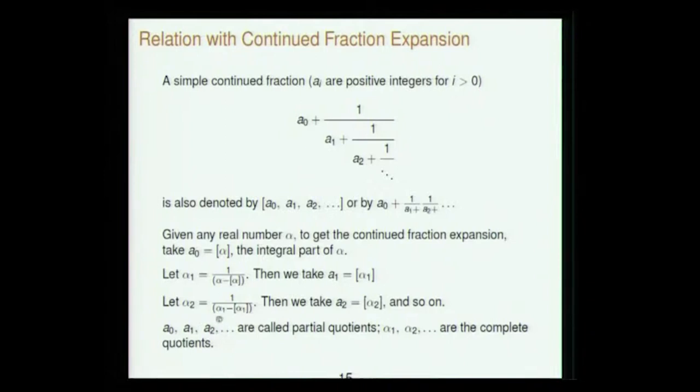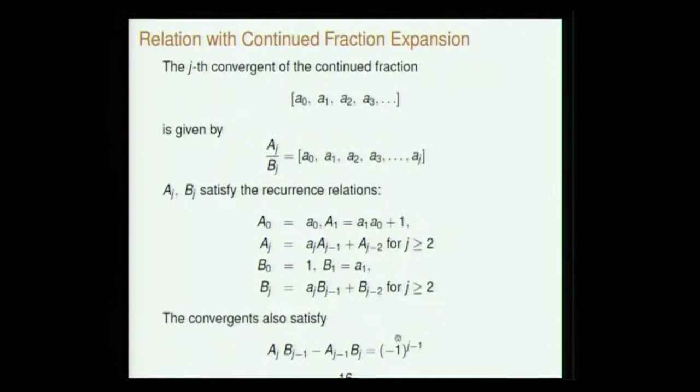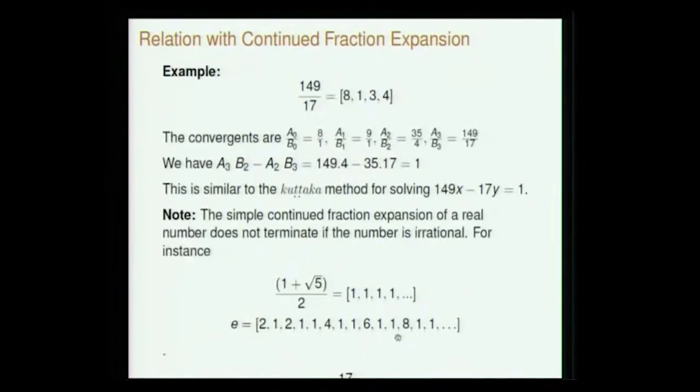And now alpha 1 minus the integral part of alpha 1, take the reciprocal of it. This is again a number larger than 1. Take the integral part of that, alpha 2, that is a2. So that way you start getting your a0, a1, a2, etcetera. a0, a1, a2 are called partial quotients. Alpha 1, alpha 2 are called complete quotients. So let us try this example.